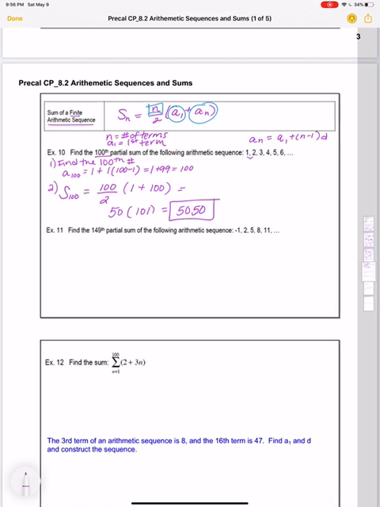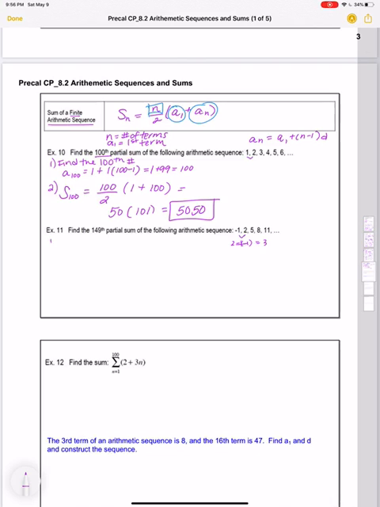All right, so now it says find the 149th partial sum of the following arithmetic sequence. So let's see. I am not counting to 149. What's our difference? 2 minus a negative 1 becomes 2 plus 1, so it's 3. So each time we're adding 3.